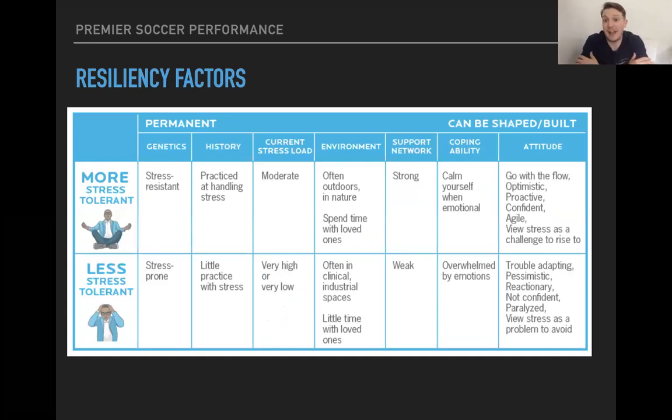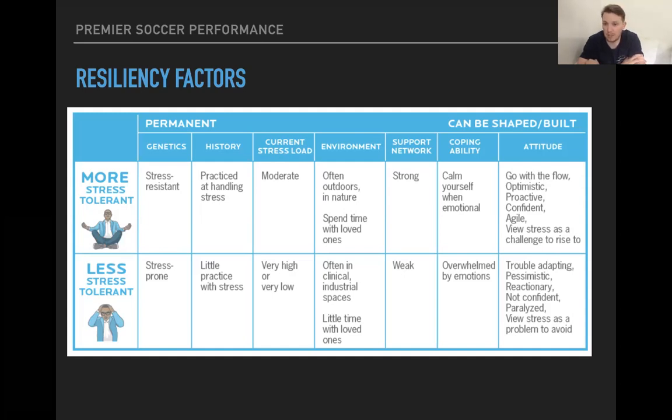So there's quite a few factors that go into this. This isn't just the amount of work that's put on the pitch during your training sessions day in and day out, right? If there's someone who is needing to have more stress, maybe they're chronically underdosed, these are typically the people who have stress resistant genetics, as one factor. They're very well practiced at it, right? They're used to the load. They would describe their load as moderate. And in their environment, they're often spending time outdoors. They're spending time actively outside of the training environment, and they love spending their time with their loved ones.